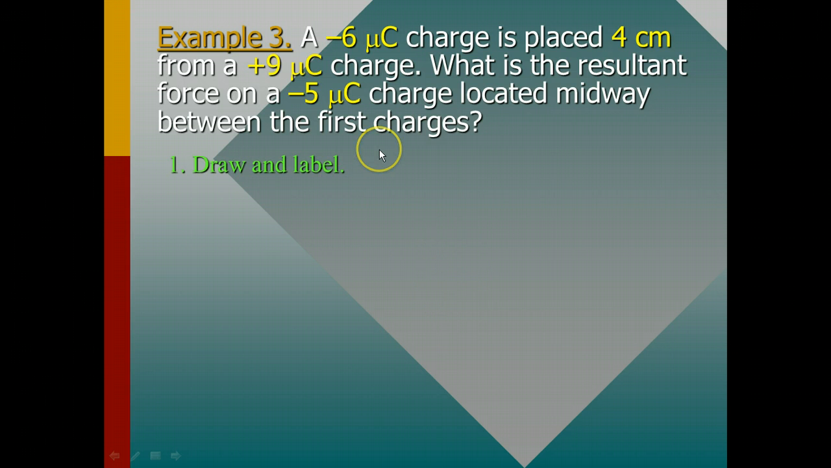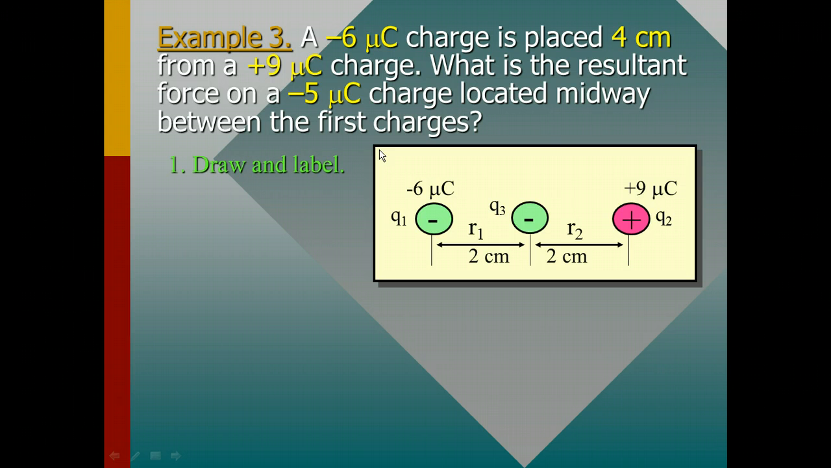So first, draw and label your diagram. Here's the diagram. Q1 is what we call the -6 microcoulomb charge, Q2 is the +9, and Q3 is this -5 in the middle here. We know that the distances are 2 centimeters and 2 centimeters because these outside ones are 4 centimeters apart.